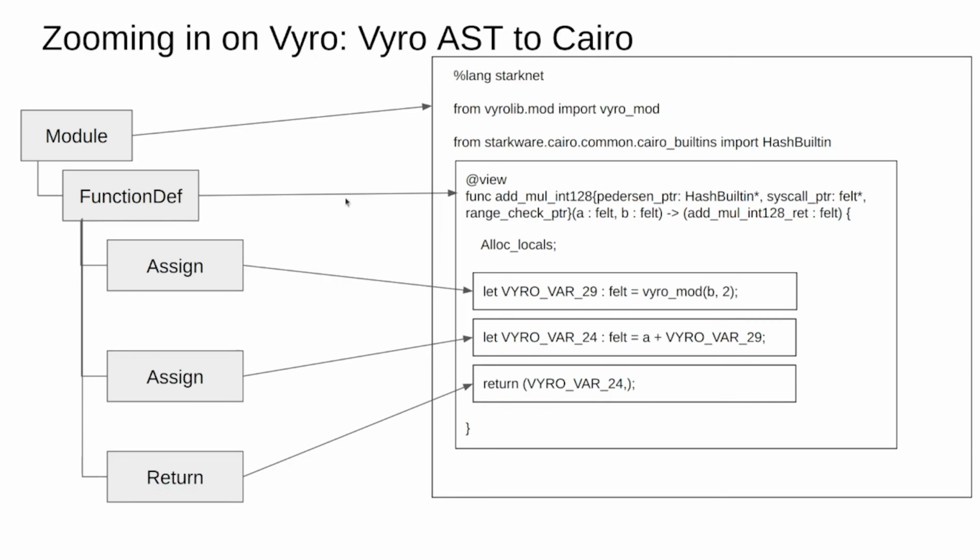And in the final step, we output the Cairo code based on the AST that has been modified earlier, and this gives us the final transpiled Cairo code.